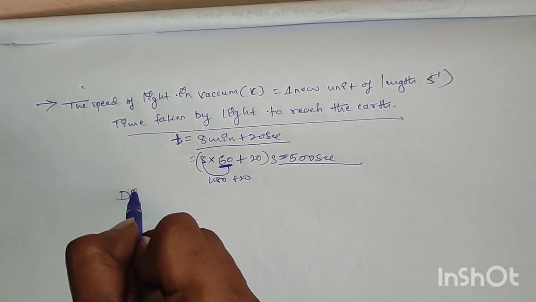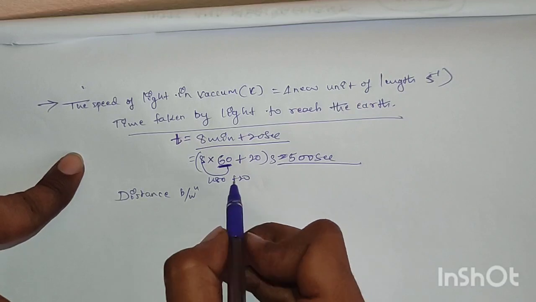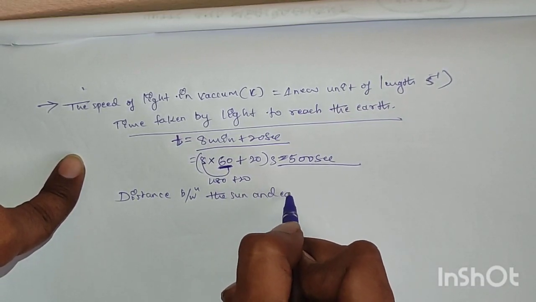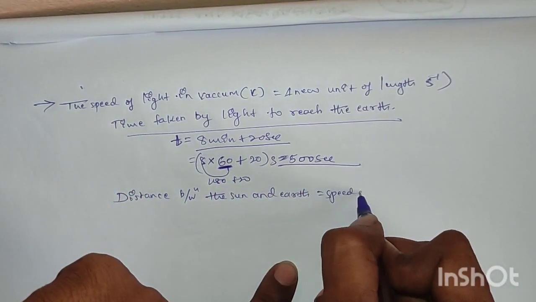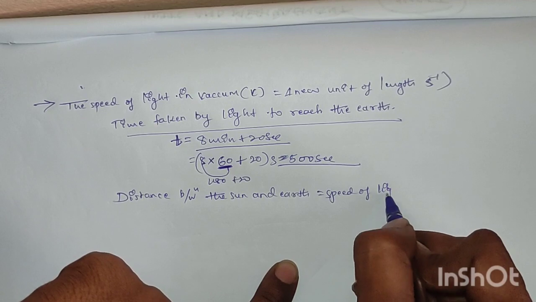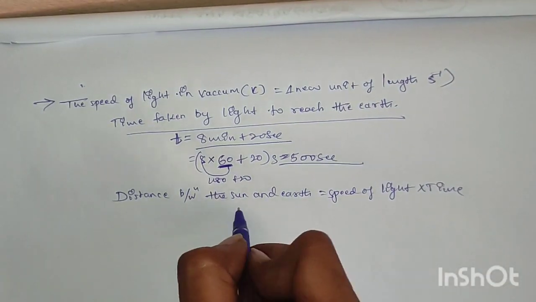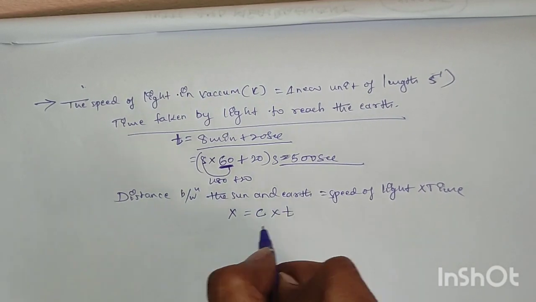Okay, next, distance between the sun and earth equals speed of light into time. So x, the distance, equals speed of light into time.